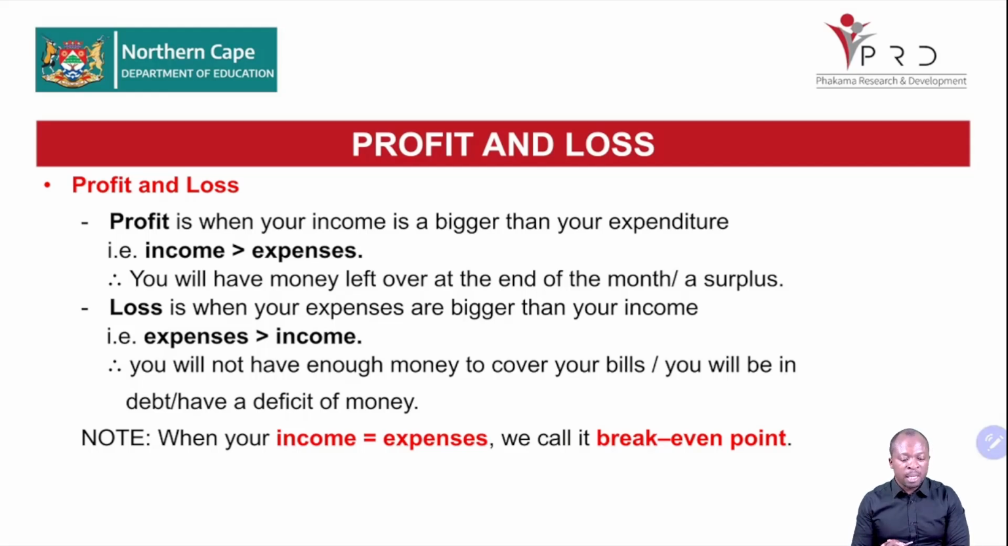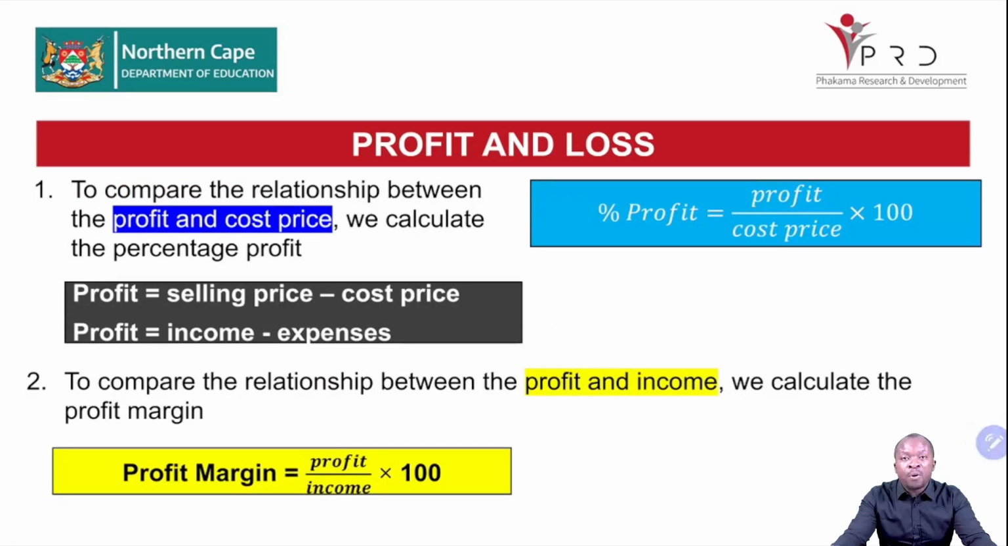Let's look at profit and loss then. Profit is when your income is bigger than your expenses. When you get a loss, it means that your expense is bigger than your income. But then you get to a point where your income and your expense are the same. That point, we call it the break-even point. So if you started with 1,000 rand, but then you managed to sell items to a value of 1,000 rand, you have not yet made any profit. You've just managed to recoup the money which you spent for the project. So you have broken even, and therefore you need to sell more in order to start making a profit.